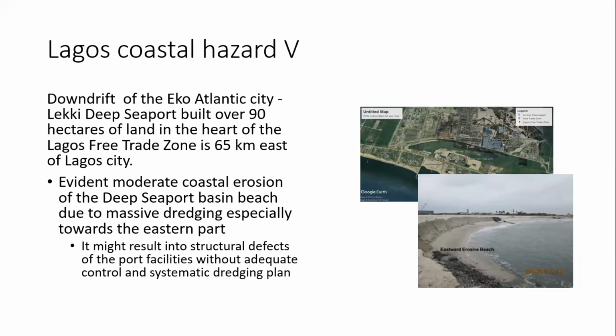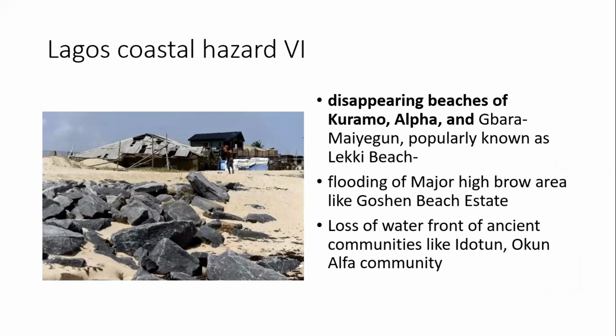So there is need actually to have a controlled and systematic dredging plan, which will involve all stakeholders and be supported by data-driven science. This has resulted, therefore, into the disappearance of so many beaches like Alpha Beach, Lekki Beach. In fact, some residential areas have also suffered from coastal flooding and loss of waterfront of so many communities, with some communities going into extinction.